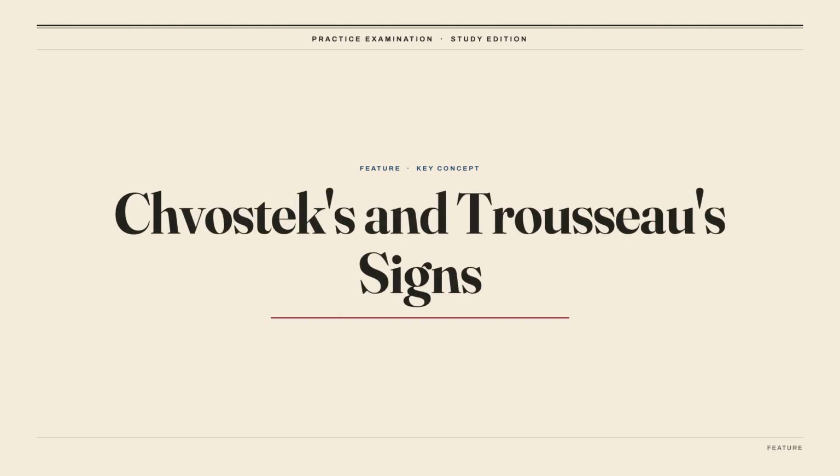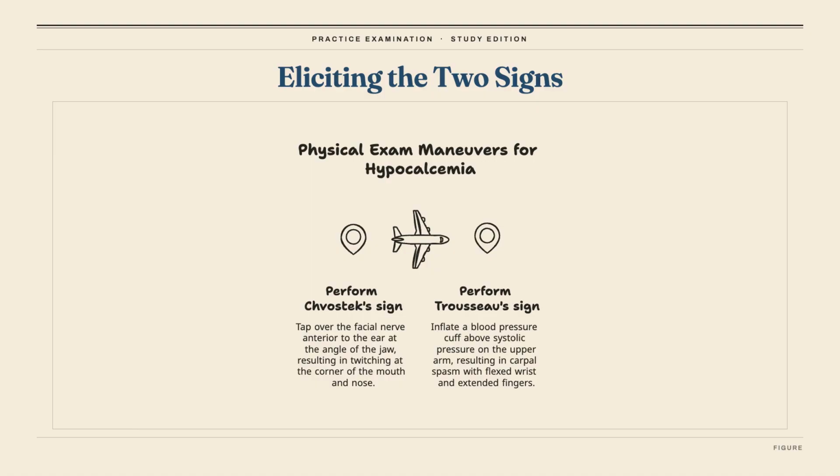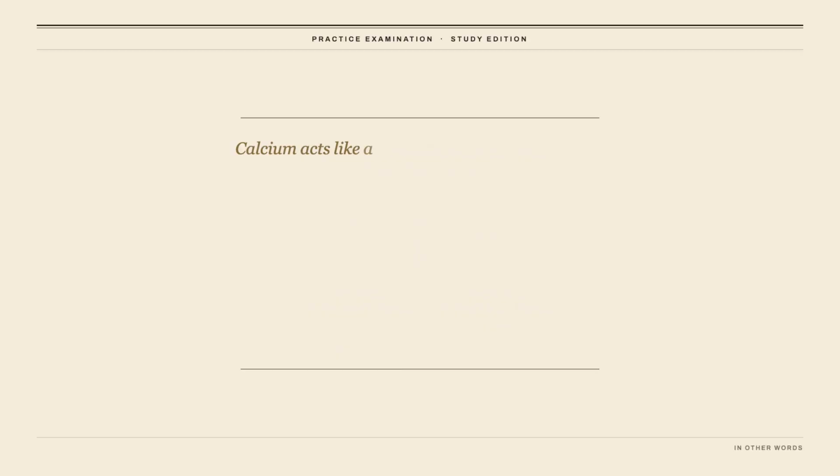A 2-second cheek tap requires no equipment and no waiting for results. Yet, in necrotizing pancreatitis, it can reveal an electrolyte disturbance capable of closing an airway or triggering a lethal arrhythmia. That's the power of Chvostek's and Trousseau's signs. Chvostek's sign is elicited by tapping the facial nerve near the jaw, causing visible facial twitching. Trousseau's sign is elicited by inflating a blood pressure cuff above systolic pressure, causing carpal spasm with a characteristic hand posture. Both reveal the same underlying physiology.